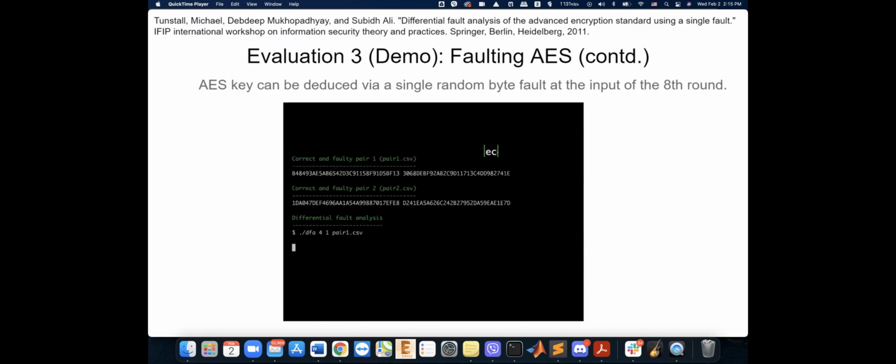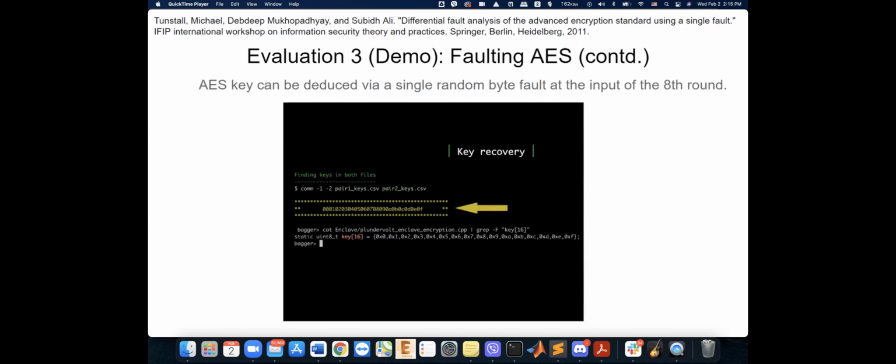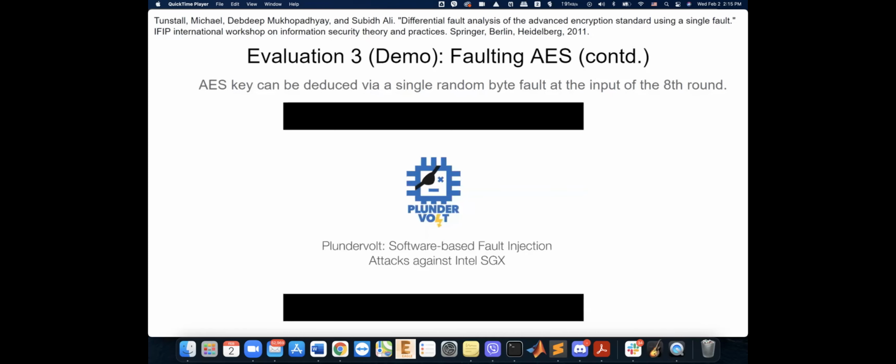Both these examples were in the 8th round, and that means that we can use the differential fault attack to find possible keys. If we cross-reference the 2 lists of keys, we find the actual AES encryption key. Let's check that with the source code. It matches. Using undervolting, we found the AES key in only a few minutes.